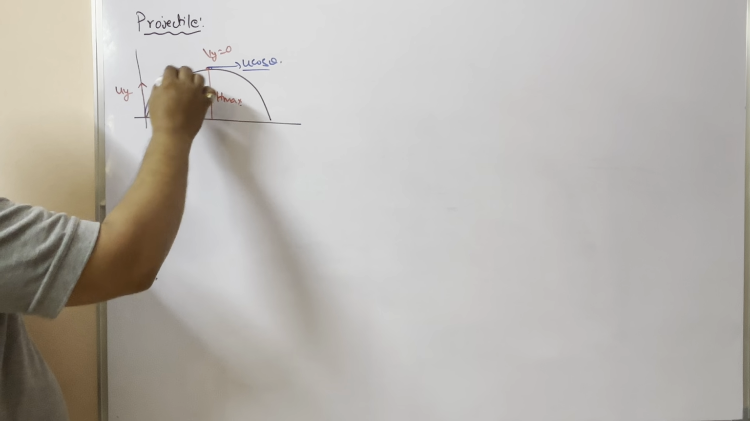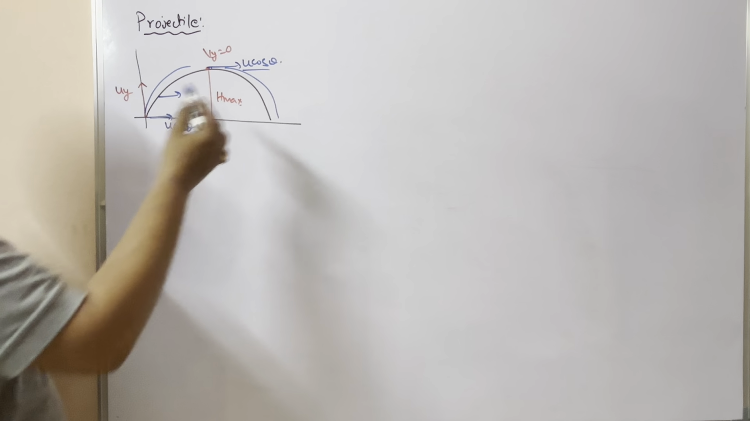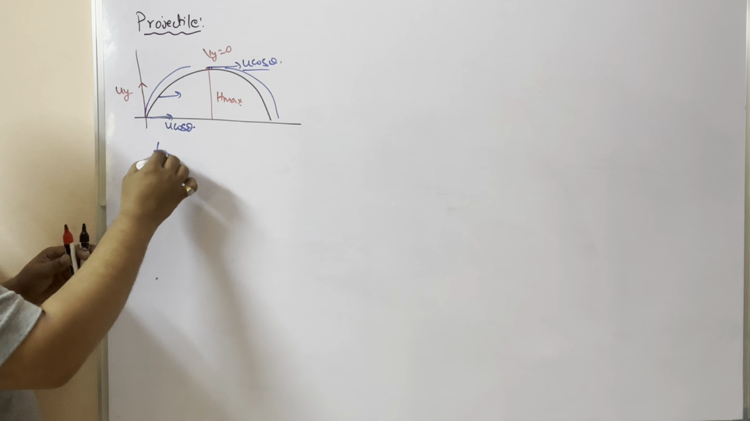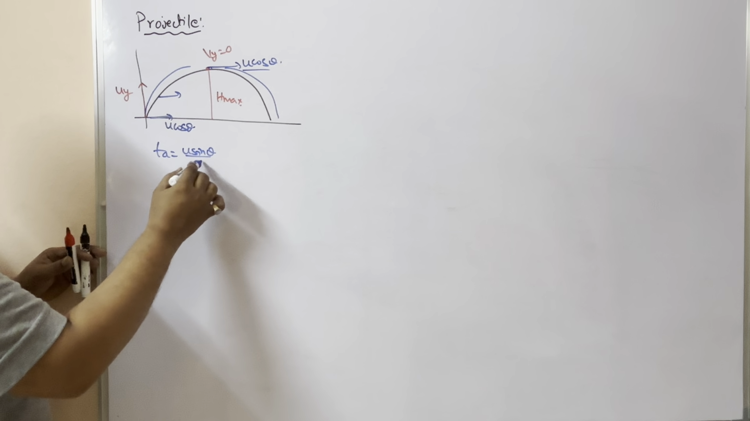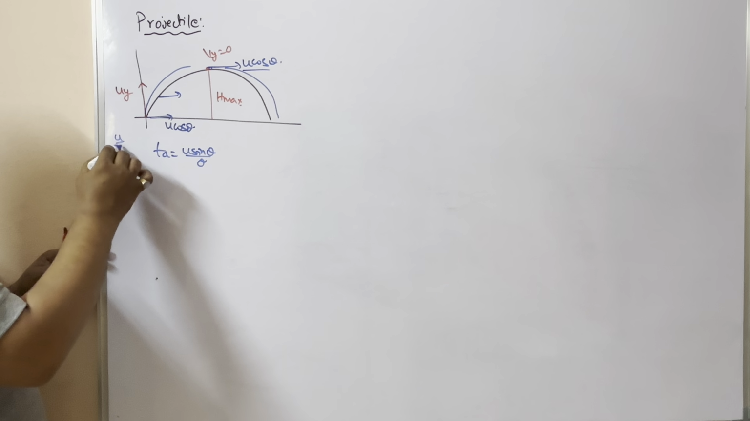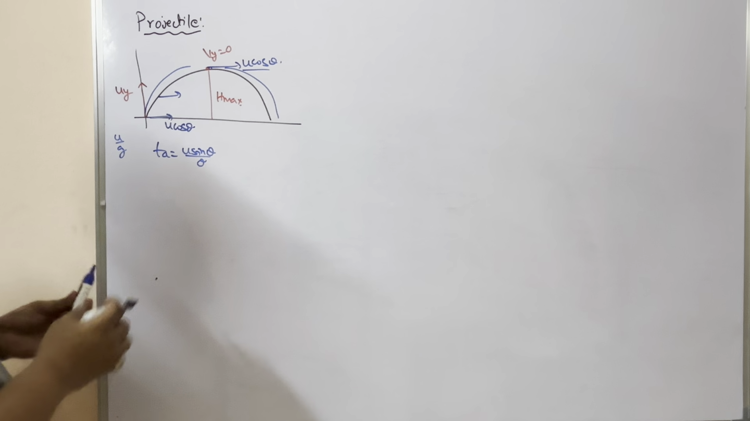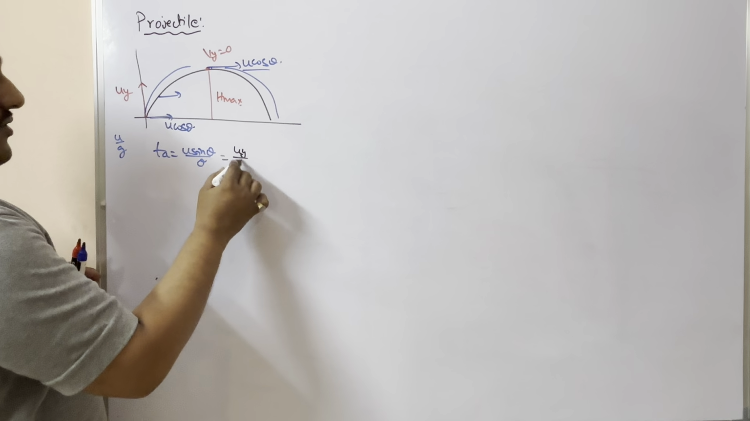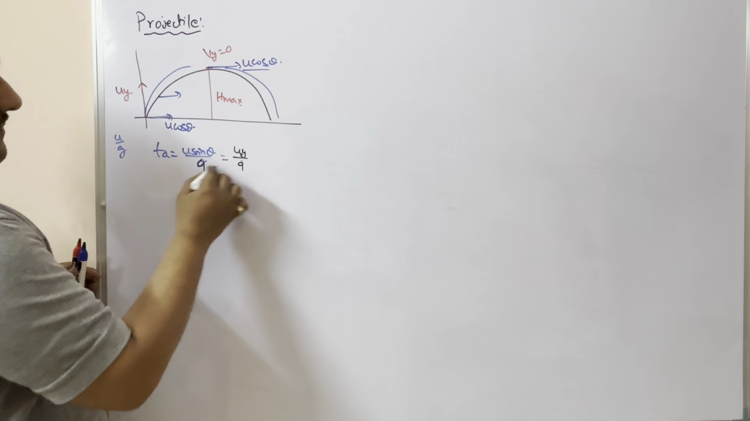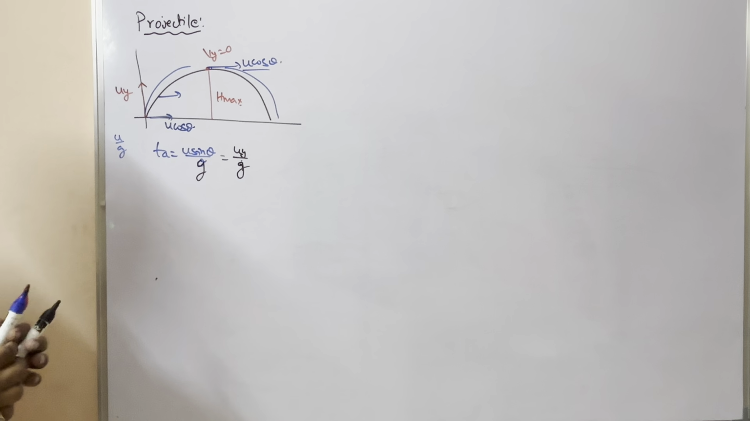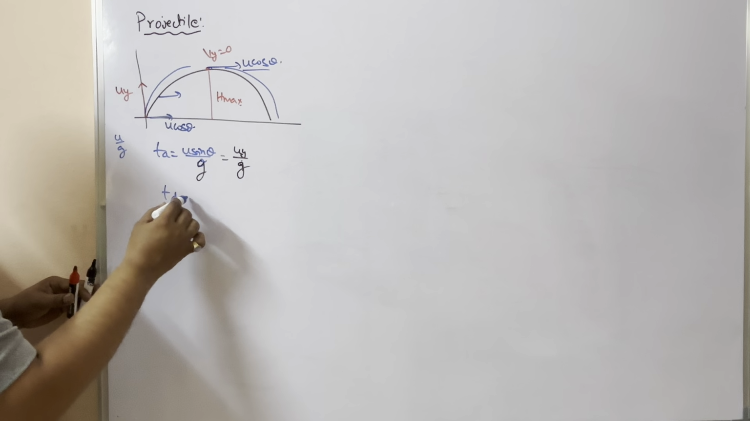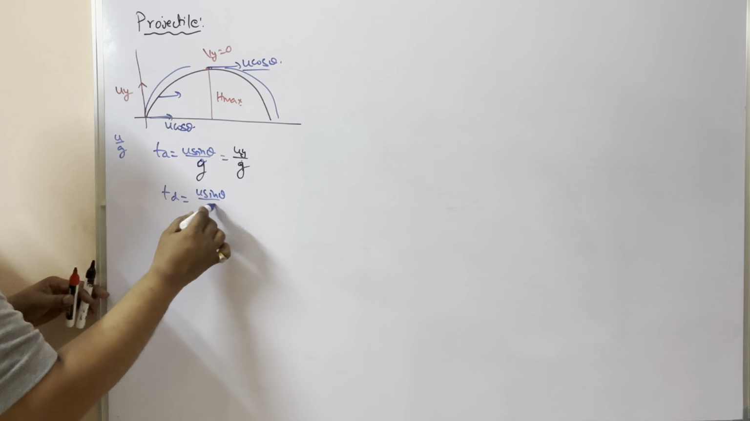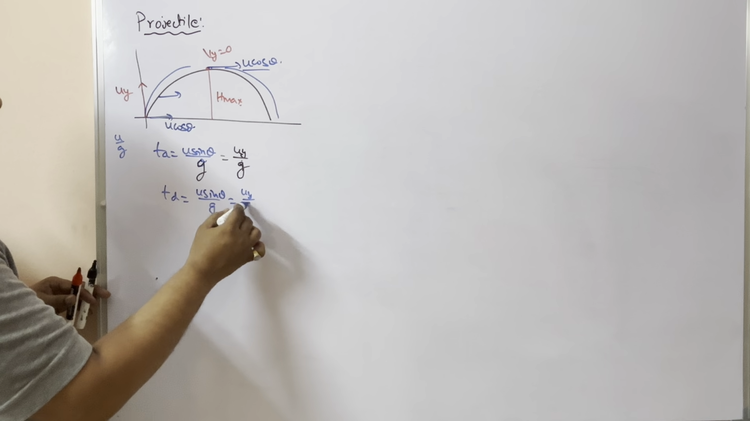Now, time taken to reach maximum height, time of ascent. What is the formula? u sin theta by g. In case of a vertically projected body, we get u by g. This u sin theta is only uy by g. Next, time of descent is also the same. That is also u sin theta by g, that is uy by g.